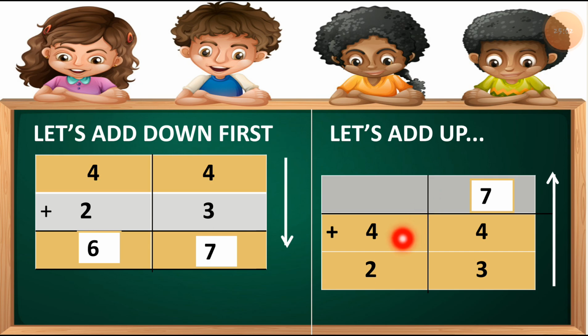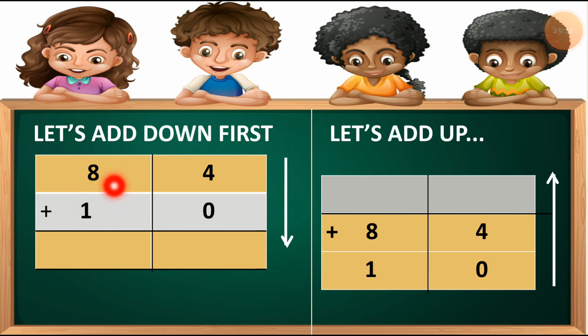Now let's move to the tens column, which is 2 plus 4. So 2 plus 4 is equal to 6. So you can see our answer is right because we get the same answer on both sides, upside and downside also.